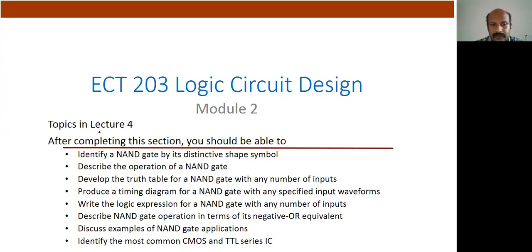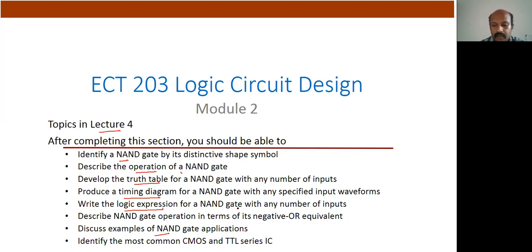In lecture 4, we will mainly discuss the NAND gate properties. We will discuss the symbol of NAND gate, the operation of NAND gate, the truth table of NAND gate, the timing diagram and the Boolean expression. We'll also discuss some relationships between the NOR gate and NAND gate, some examples of NAND gate operation, and the practical IC which is used to perform the NAND gate operation.